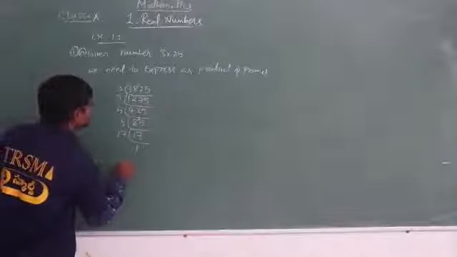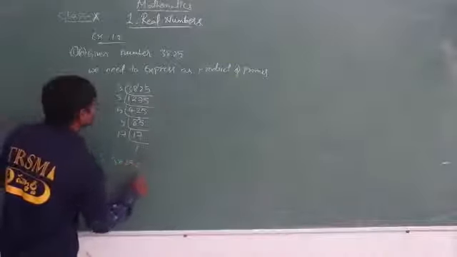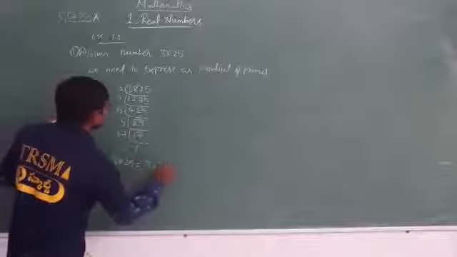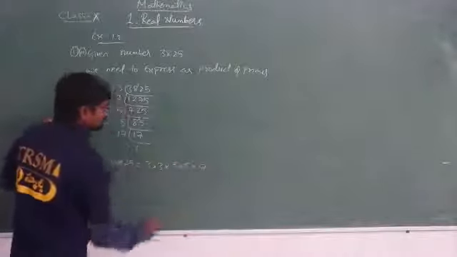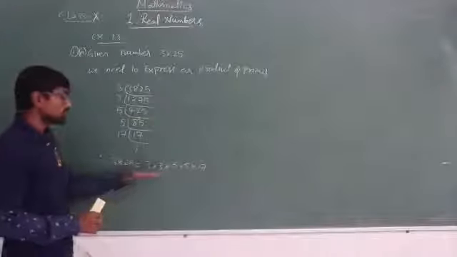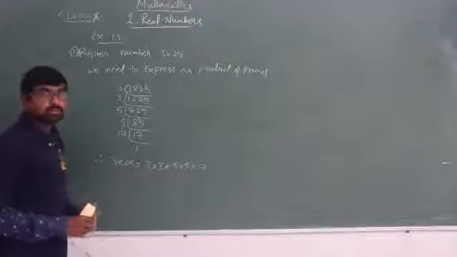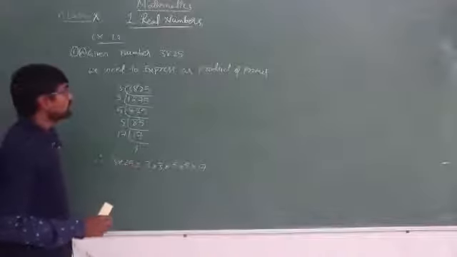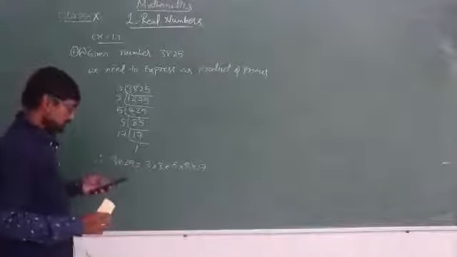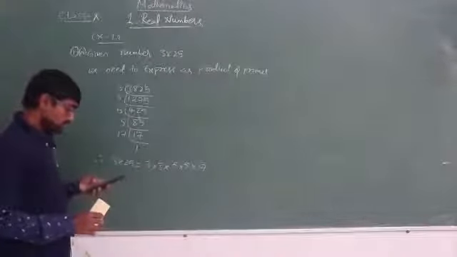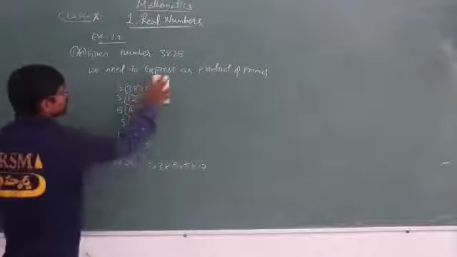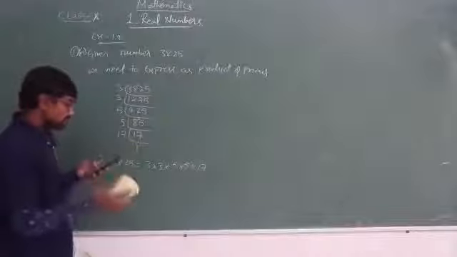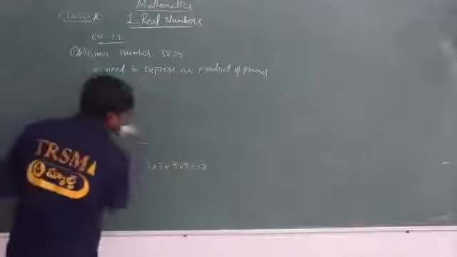So therefore the product of primes of 3825 are 3 into 3 into 5 into 5 into 17. Okay, so these are the product of primes. So this is how you can solve the question. Okay, so I am erasing this and I am starting second bit.